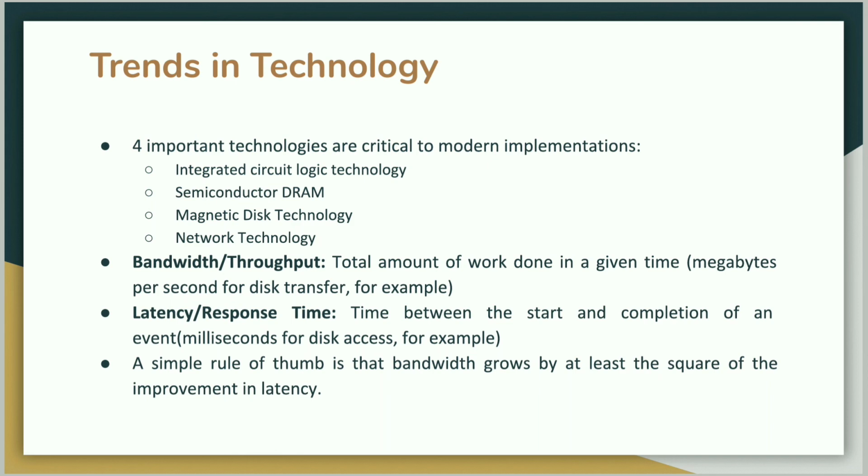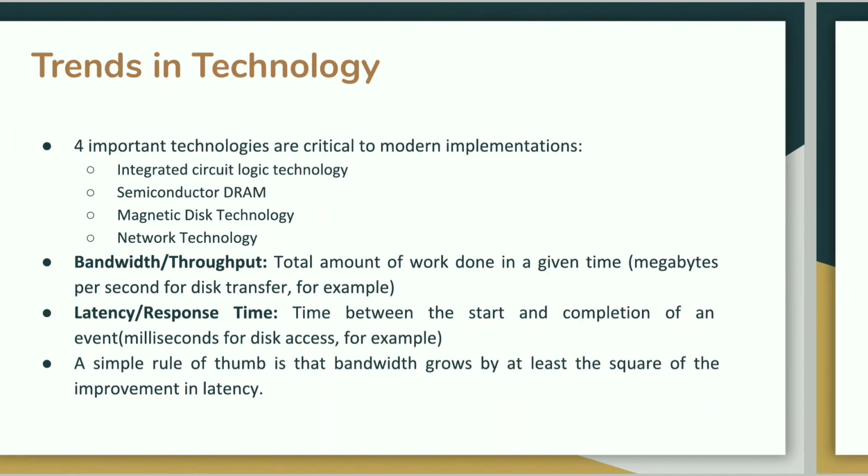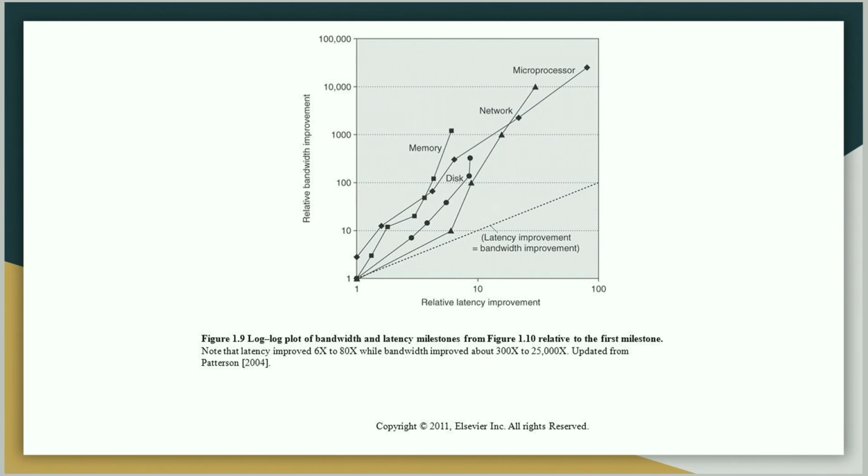Now, a simple rule of thumb that is followed in relation to these two terms is that bandwidth grows by at least the square of the improvement in latency. The graph shown here is a log-log plot of the bandwidth and latency milestones relative to the first milestone. So it can be noted here that as the latency improved from 6 times to 80 times, the bandwidth correspondingly improved by about 300 to 25,000 times. This image was taken from the textbook by Patterson.